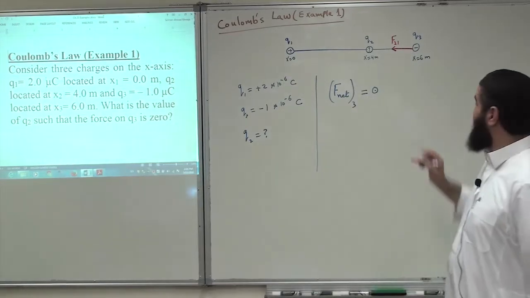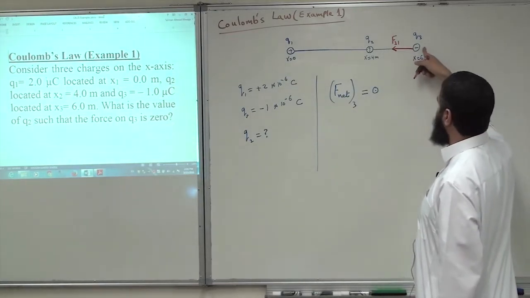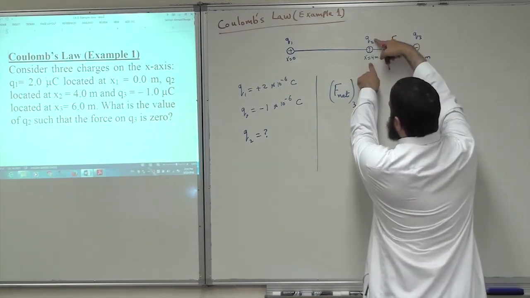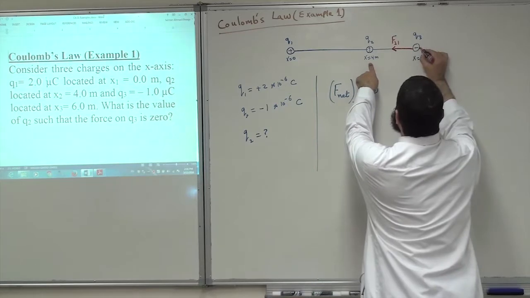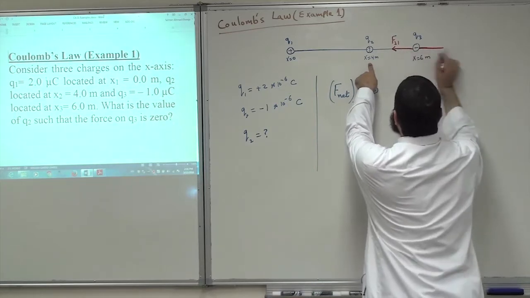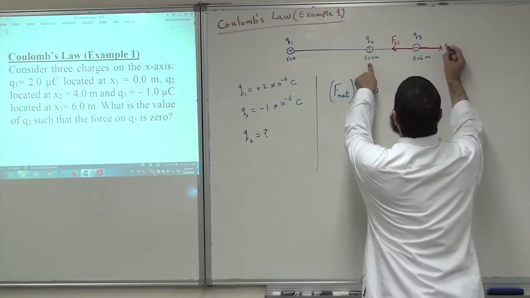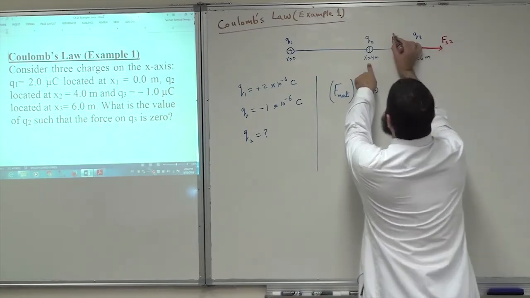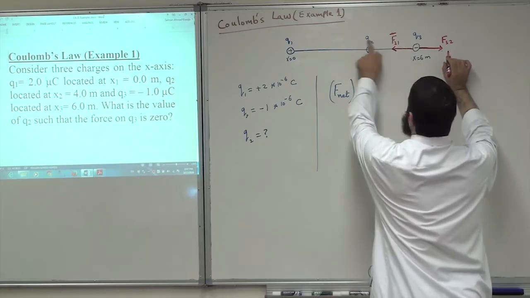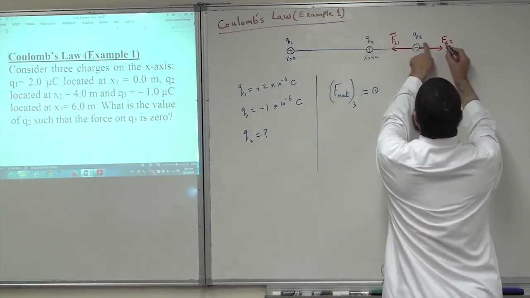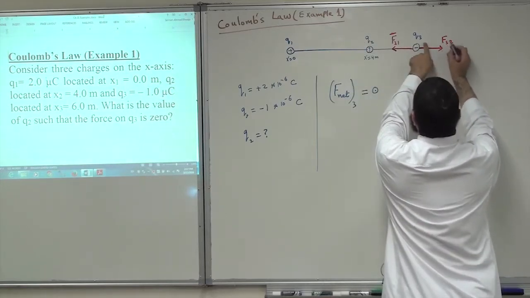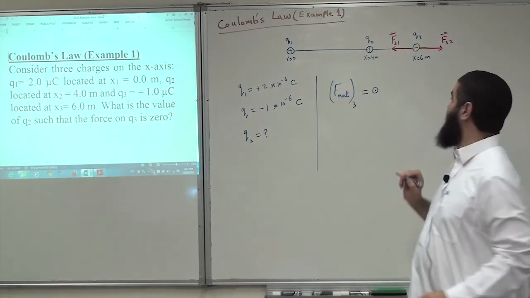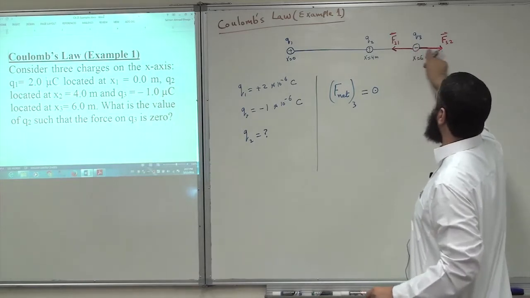This is the force on 3 due to charge number 1. Now, in order to get the net force on Q3 equal to 0, the other force which is coming from Q2 should be in this direction, and it should have the same magnitude as F31. So this will be F32. This is the force coming from charge number 2 on charge number 3, the force on 3 by 2. These should be equal in magnitude, opposite in direction.